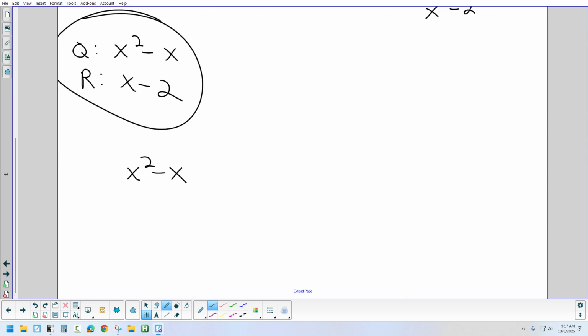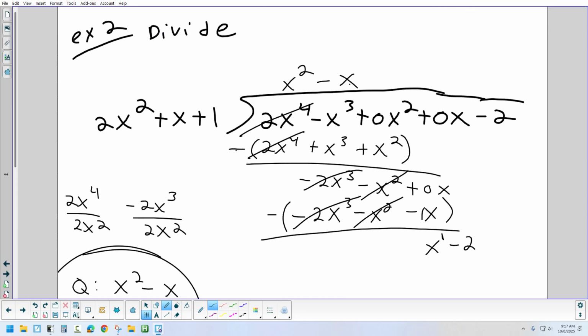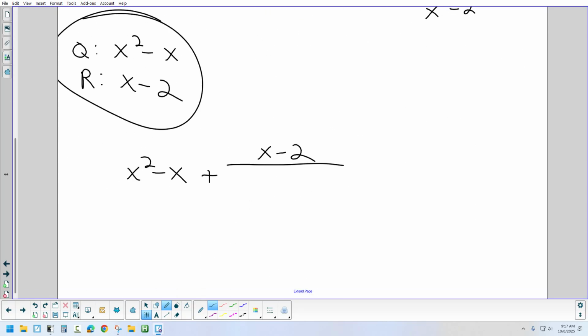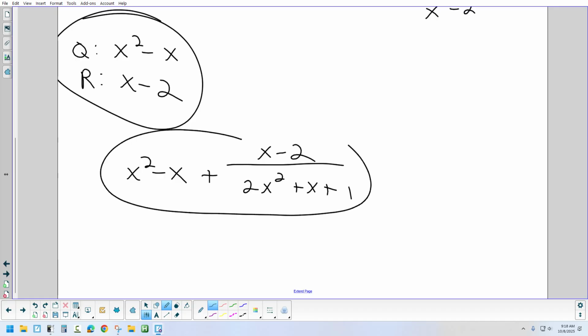The nice thing about writing it that way, if I do that in this one, quotient plus remainder over my divisor, 2x squared plus x plus 1, is that it gives me something I can check.